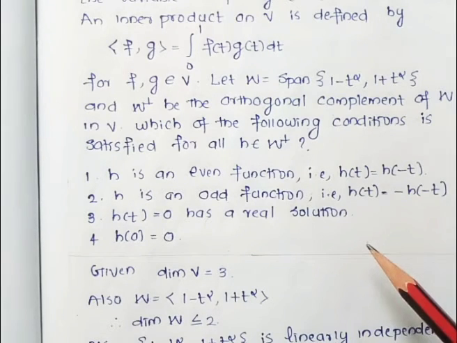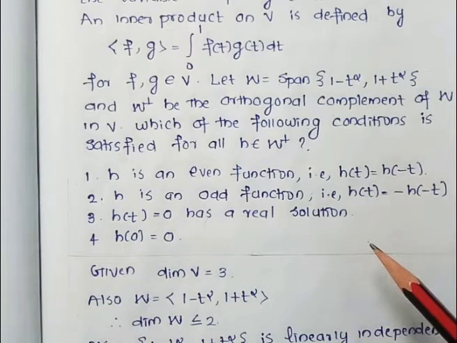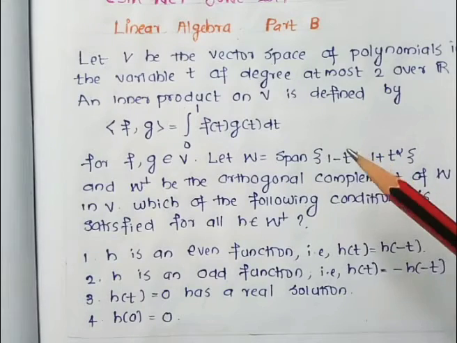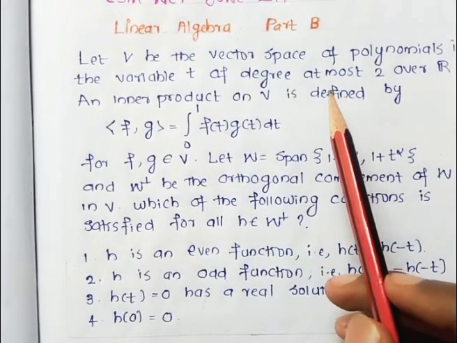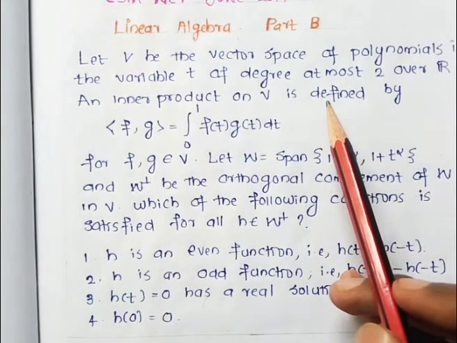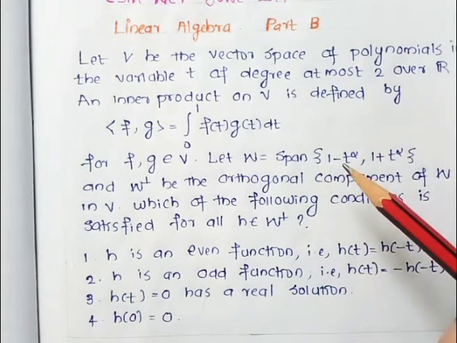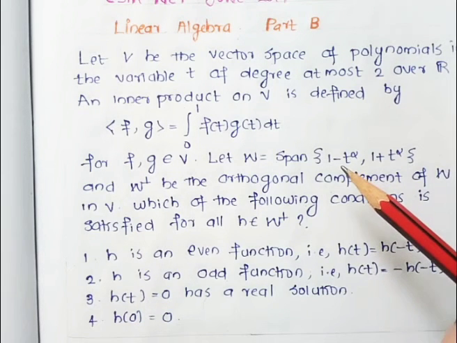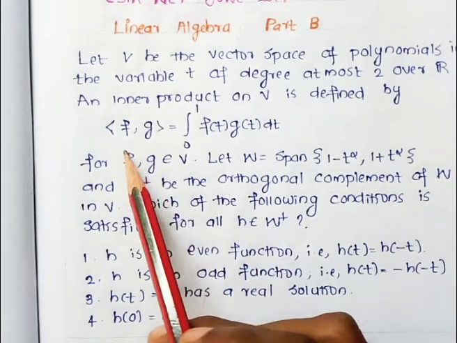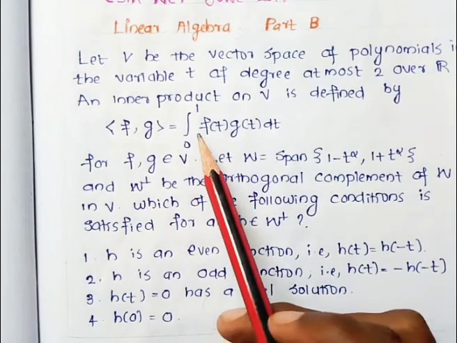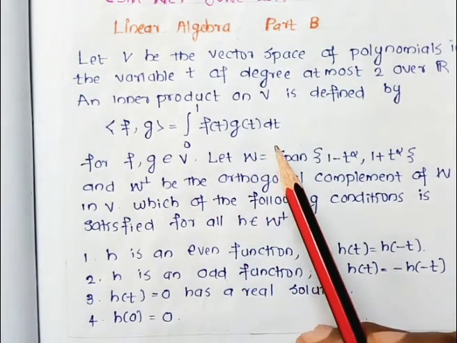So from this question we want to find a function H of t from W perp. Our aim is to find a general form of H of t. In our question we have given that V is a vector space of polynomials in the variable t of degree at most 2 over R. That is, we can conclude that dimension of V is equal to 3. And also we have given a standard inner product, inner product f comma g is equal to integral 0 to 1 f of t into g of t dt.